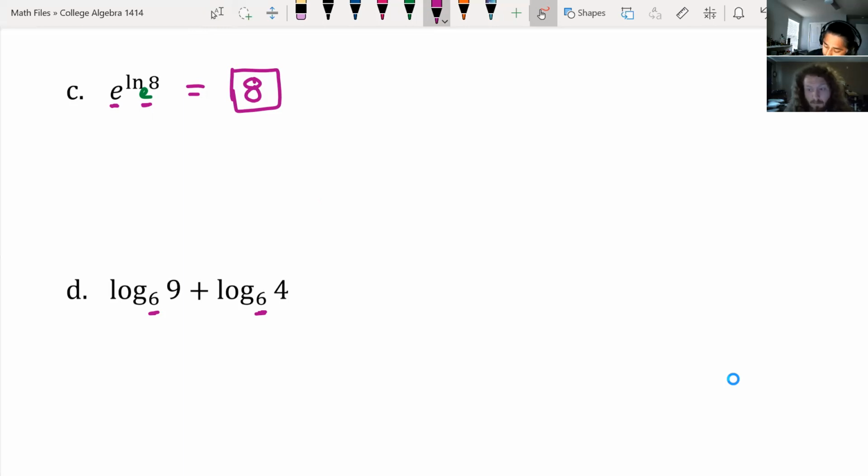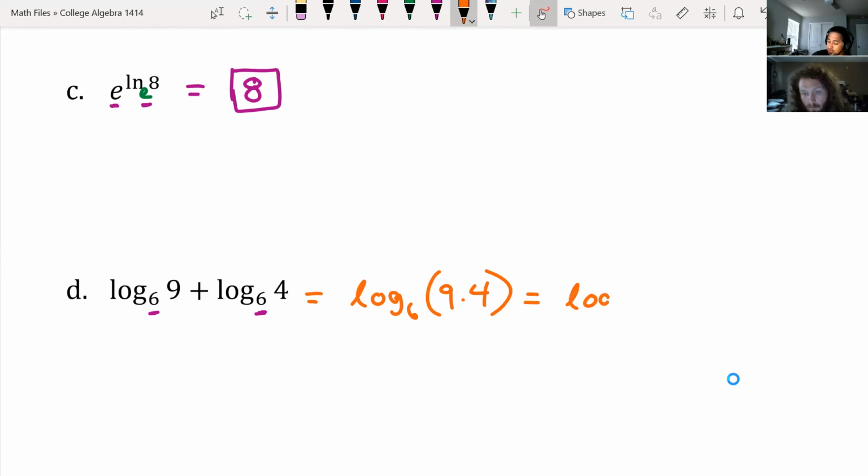So this will become log base 6 of 9 times 4. So we have just reversed the product to sum. We went sum to product, and now we're going to get the log base 6 of 36. Oh, but we're not done.